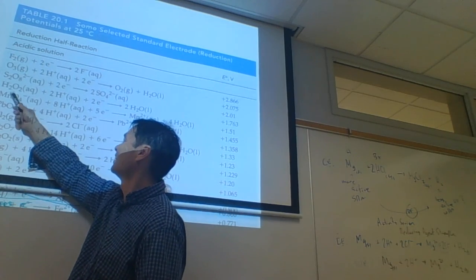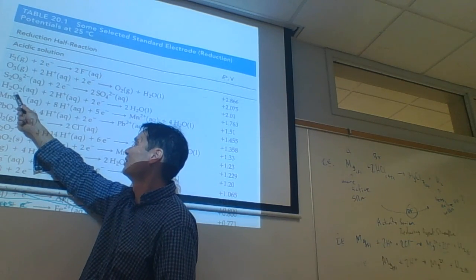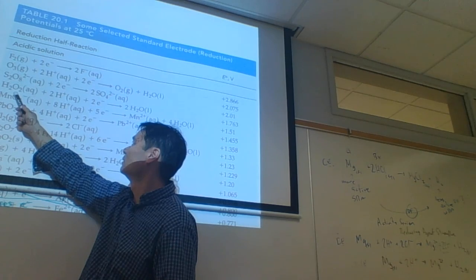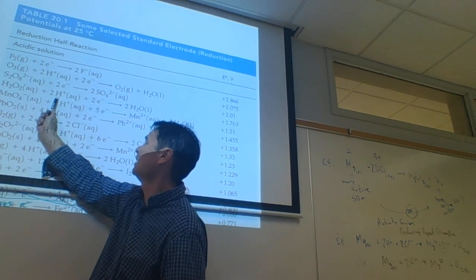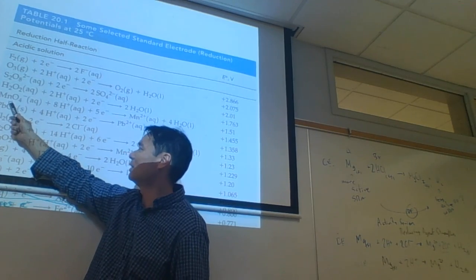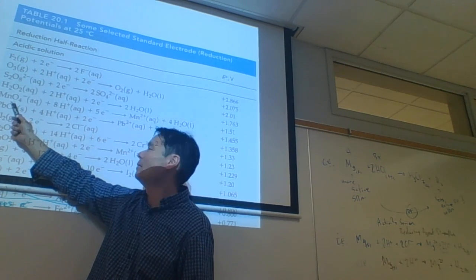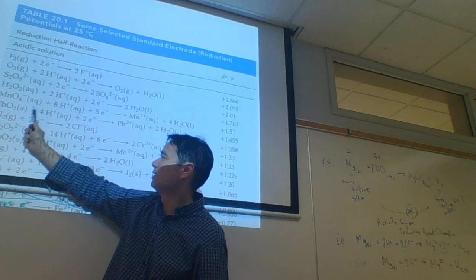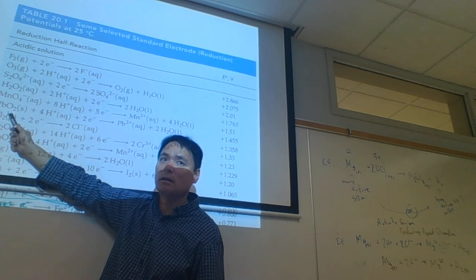What's this one? H2O2. Hydrogen peroxide and in acid. We call it in acid. The H plus is acid. What's this one? Permanganate in acid. This one.